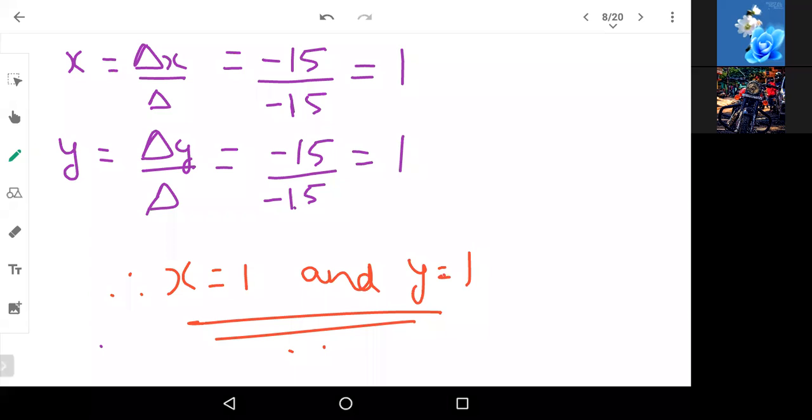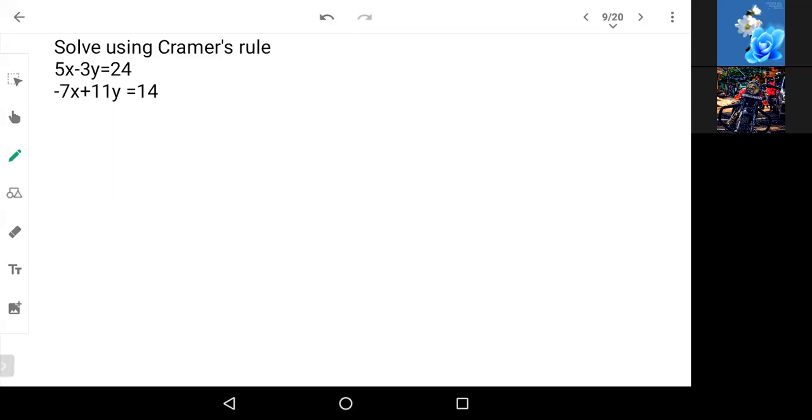Everybody understood this part, this problem? Any doubts in this problem? Can we go to the next question?